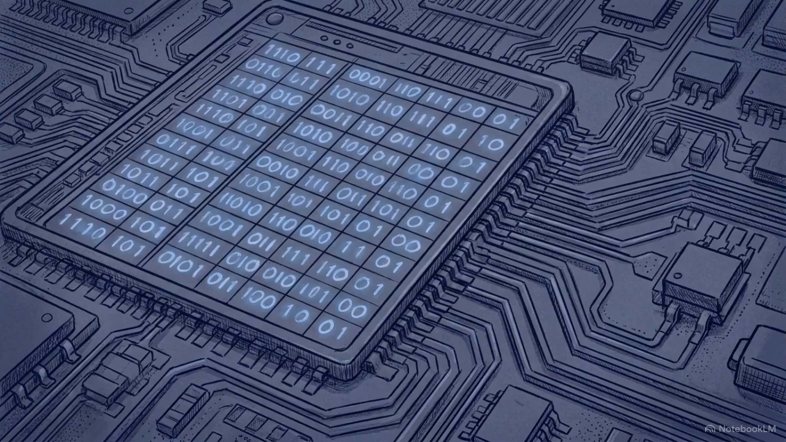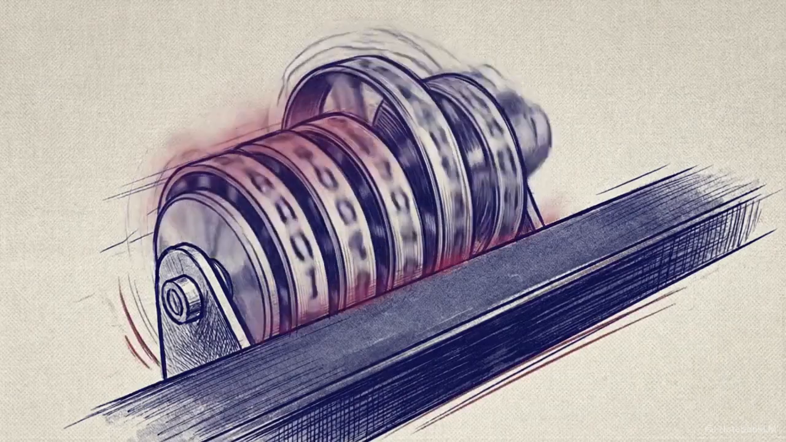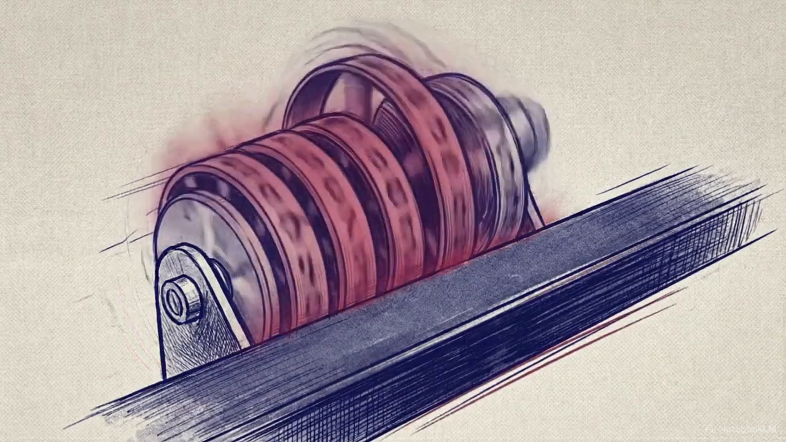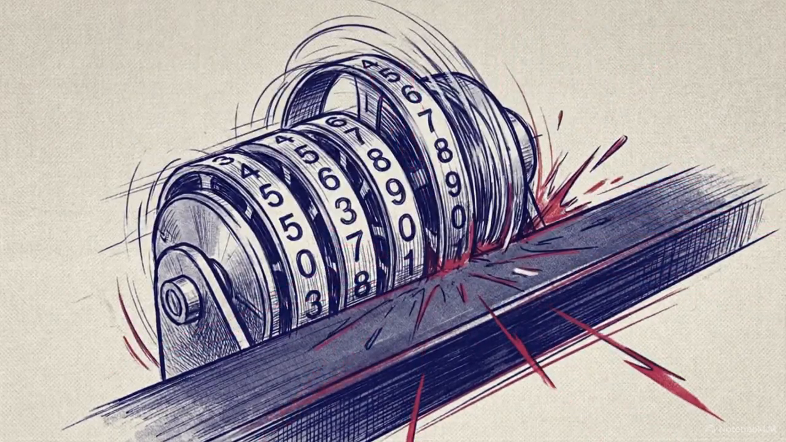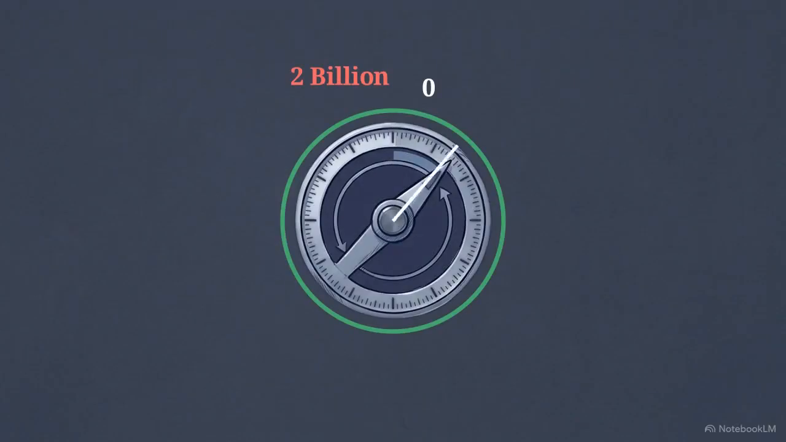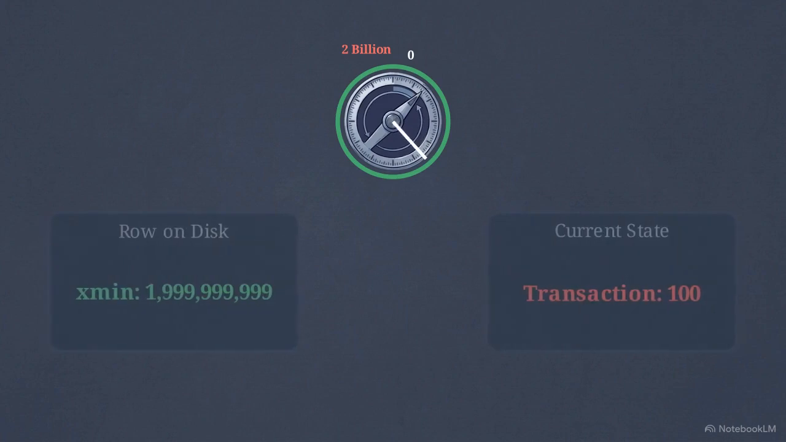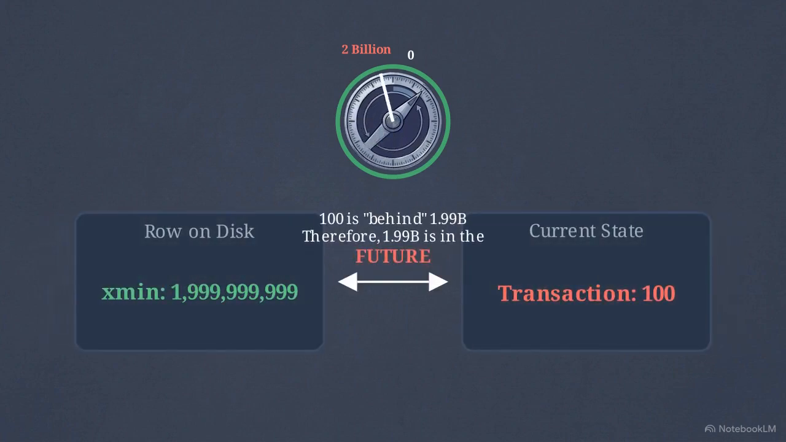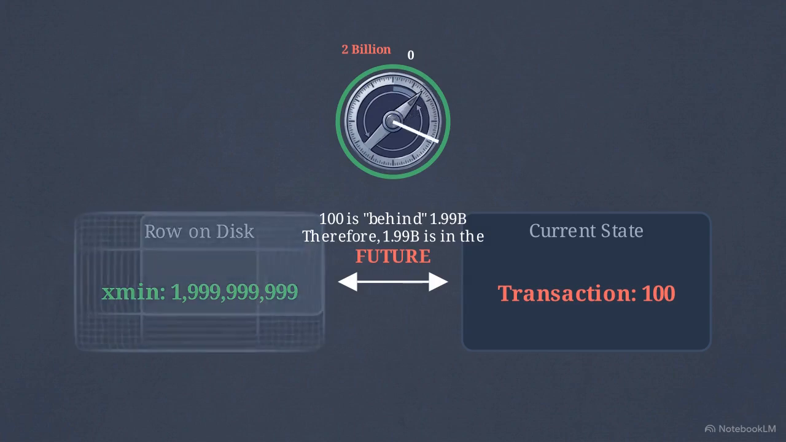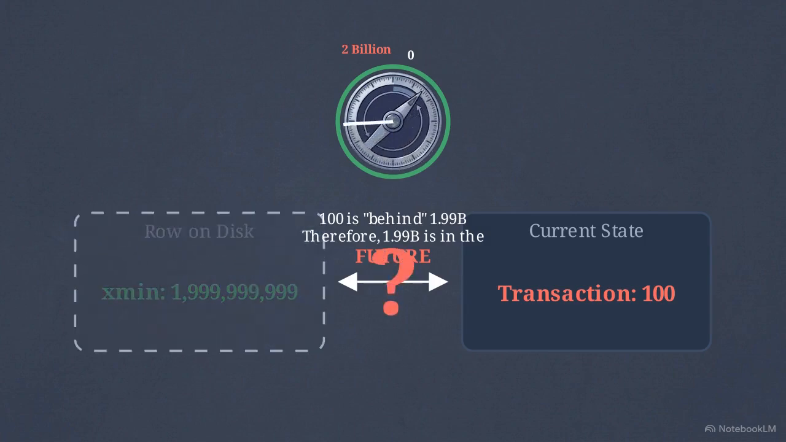Beyond storage space, there is a hard mathematical limit to the numbering system itself. Those xmin and xmax stamps use 32-bit numbers, which means Postgres can only count up to 2 billion transactions before the counter hits a wall. If the counter hits 2 billion, it has to loop back to 0. This creates a massive problem. Old committed rows might suddenly look like they were written in the future relative to the new low transaction numbers. Because they appear to have not happened yet, they become completely invisible to the database.